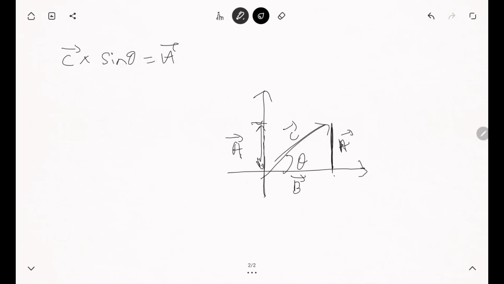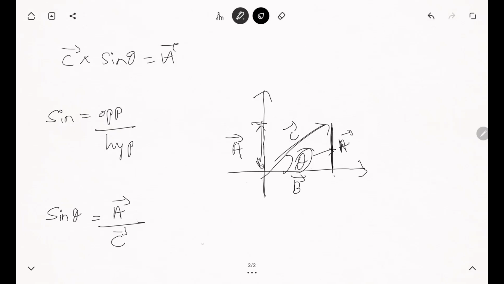So what is sine theta? Sine is basically opposite by hypotenuse. So for sine theta, theta in this case is this angle here, and we'll be using the opposite. The opposite to this angle is a vector. So a vector divided by c vector, that is the hypotenuse. So c vector times sine theta will give us a vector.